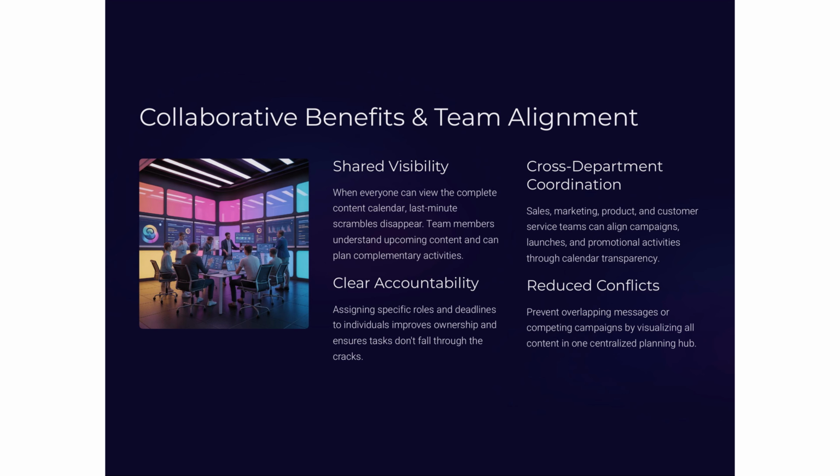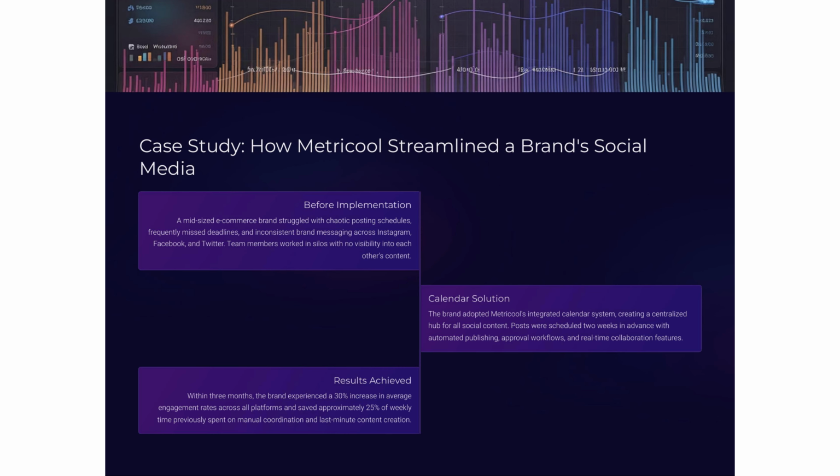Shared visibility in a content calendar eliminates last-minute scrambles, allowing teams to plan complementary activities. Clear accountability through assigned roles enhances ownership, ensuring tasks are completed. Cross-department coordination aligns sales, marketing, and customer service efforts, while a centralized planning hub reduces conflicts by preventing overlapping messages and competing campaigns.